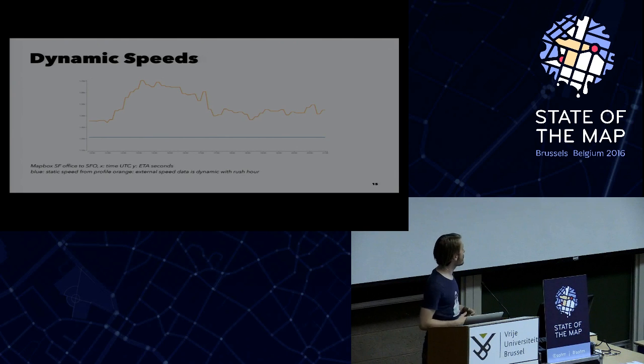Here's one example. This is going from the Mapbox San Francisco office to the airport. In the morning, you can see there's the rush hour. This is the ETA. The orange upper graph goes from the morning to midday. You can see how in the morning there's the rush hour and the ETA is growing. It takes longer to get to your destination. As a comparison, there's the flat blue line, which is without traffic. There's just one value. It stays the same.